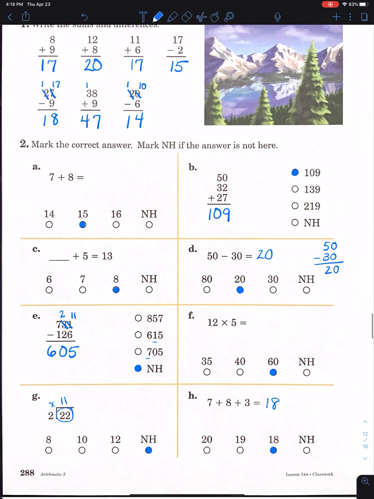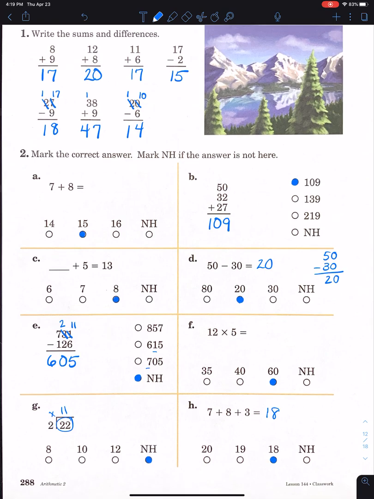And that means that we are done with lesson 144. I hope you guys understood everything. I think this was a pretty straightforward, simple lesson to do, and I hope you had a lot of fun with it.